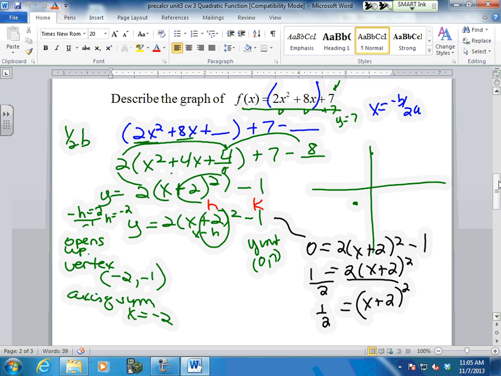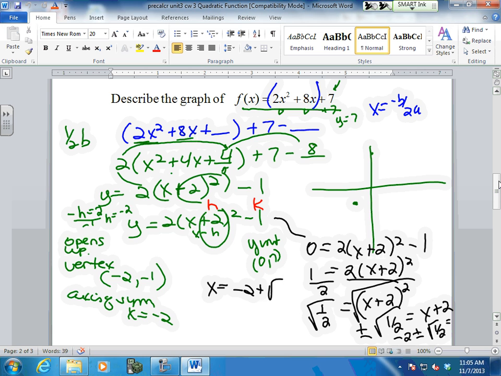How do you undo a square? Square root. We're going to square root. And when you square root, you get what? A plus or minus. And now all we have to do is solve for x. Subtract 2. So -2 plus or minus the square root of 1/2. These are your roots. So you're going to have x is equal to -2 plus radical 1/2, and x is equal to -2 minus radical 1/2.